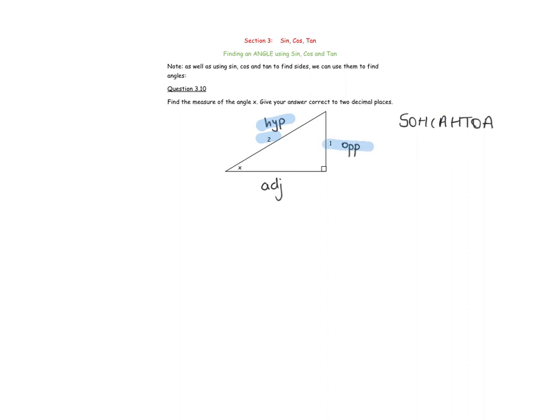So we're looking for the one that has h and o, and the one that has h and o is sine. Next thing we do is we write that out. So it's the sine of x is equal to the opposite over the hypotenuse. So in this case we get the sine of x is equal to the opposite, which is 1, over the hypotenuse, which is 2. So then x is going to be the sine inverse of 1 over 2.